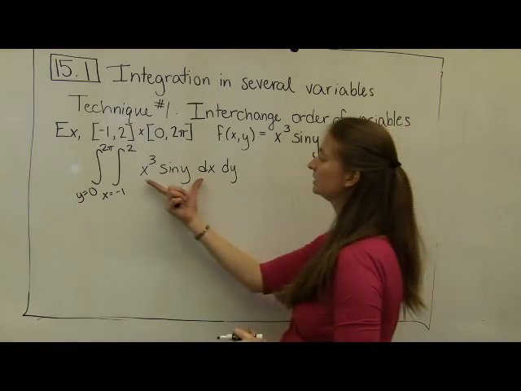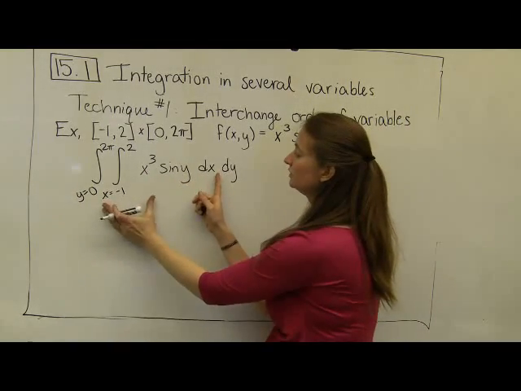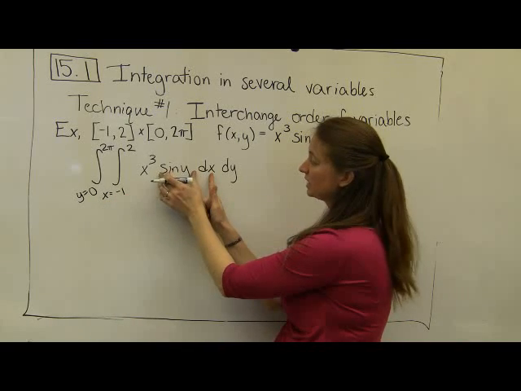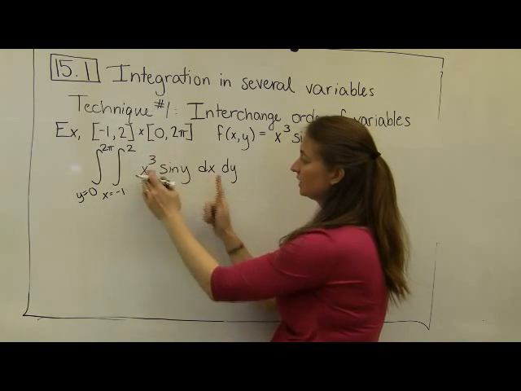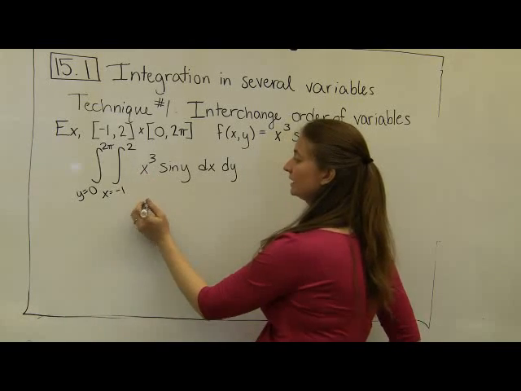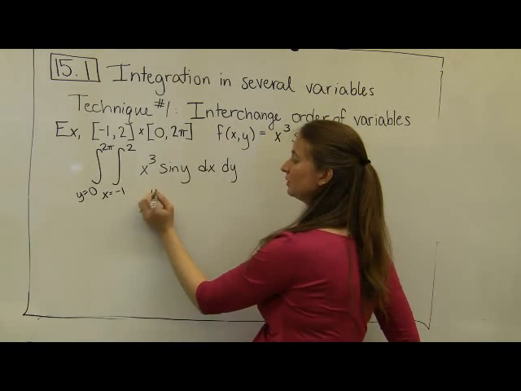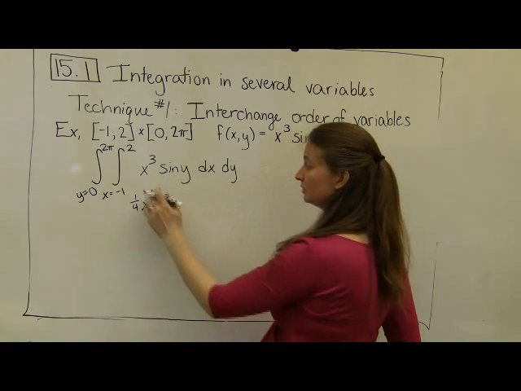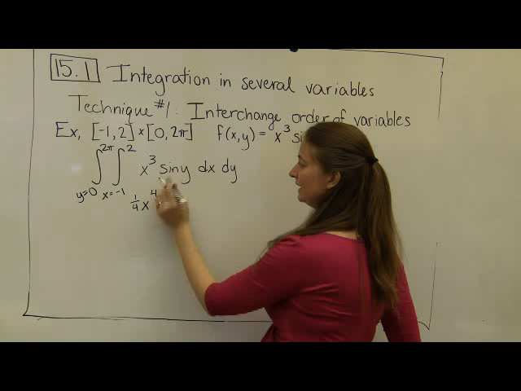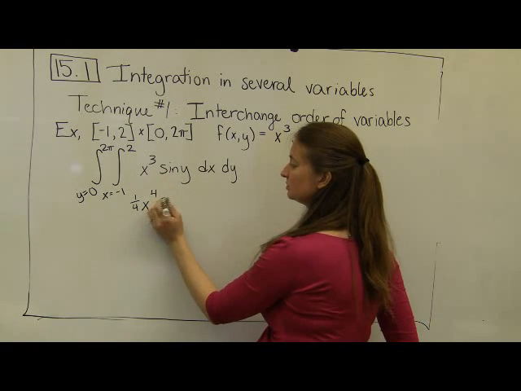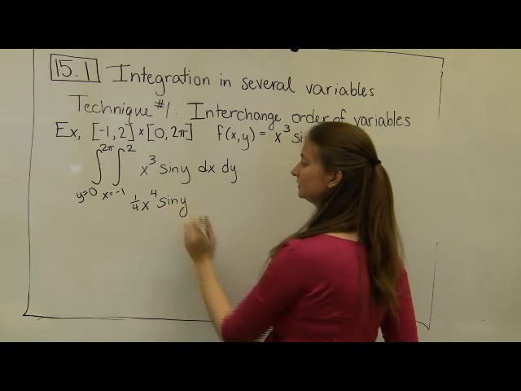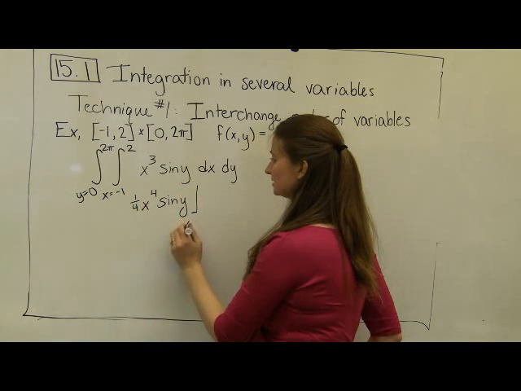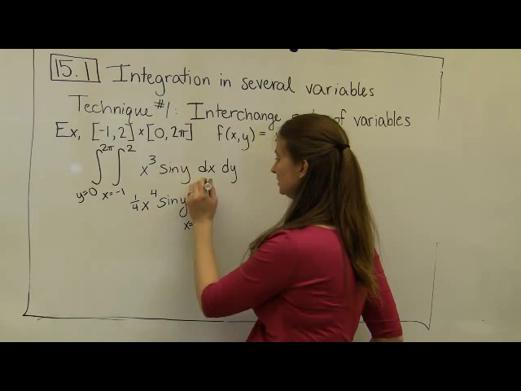So in order to compute this integral, I'm going to start by taking the integral of the interior function. I'm taking an integral with respect to x, so I treat the sine of y as a constant. And when I integrate this, I see that I get x raised to the 4th power times 1/4. That's the polynomial rule for integration, multiplying by the reciprocal of 4. And then the sine of y is just a constant, so I just bring it along, sine of y. And I'm going to evaluate this whole thing as x goes from -1 to 2.